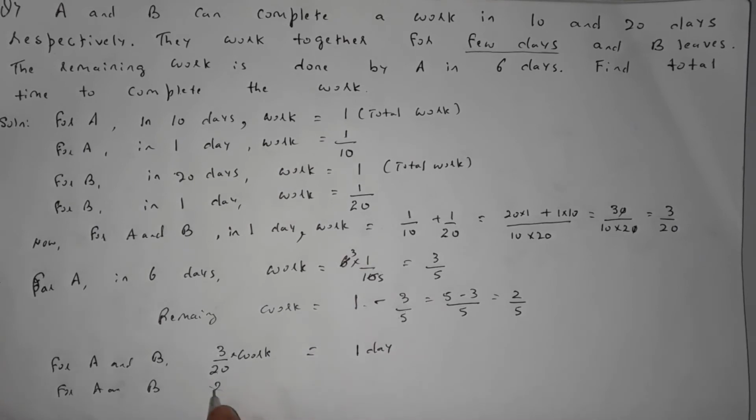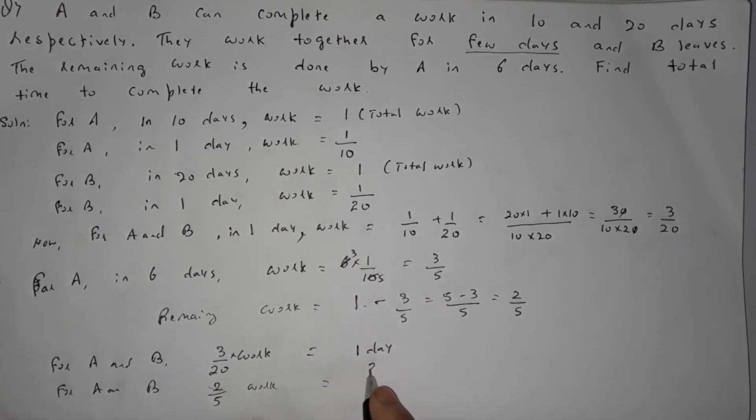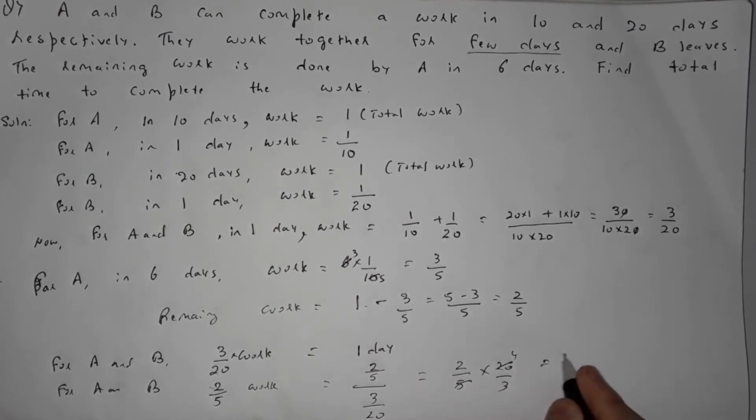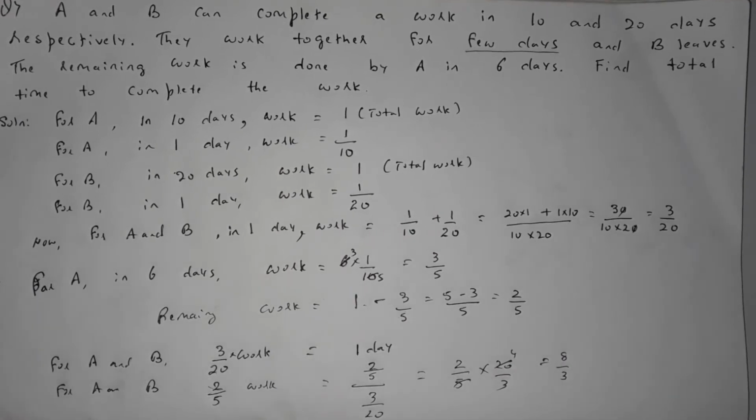Now for A and B, 2 by 5 of the work is how much? 2 by 5 of the work equals 2 by 5 divided by 3 by 20. So 2 by 5 into 20 by 3. 5, 4, okay? So 8 by 3 days. So this is the number of days. 8 by 3 means 2 point something, we'll leave it as it is.